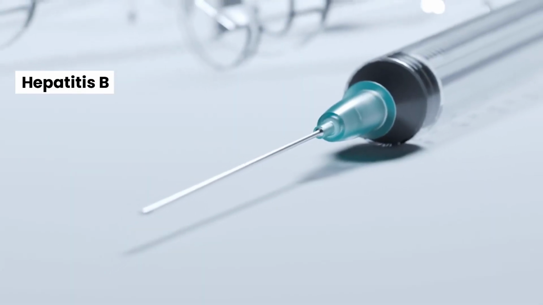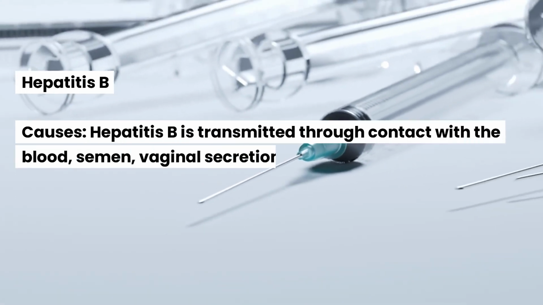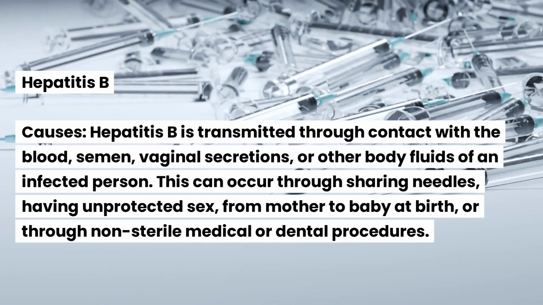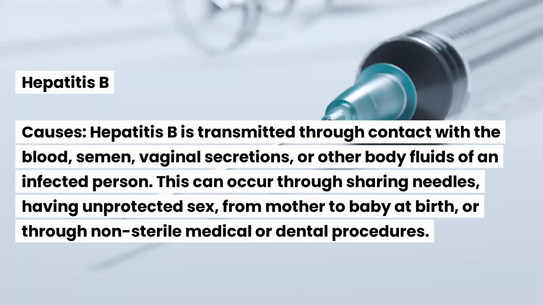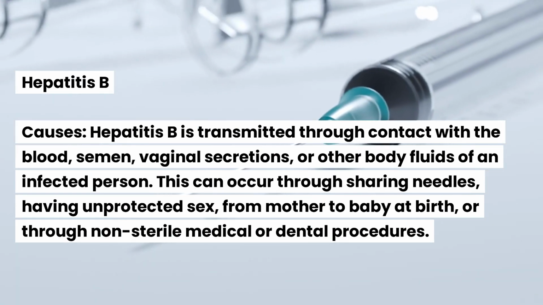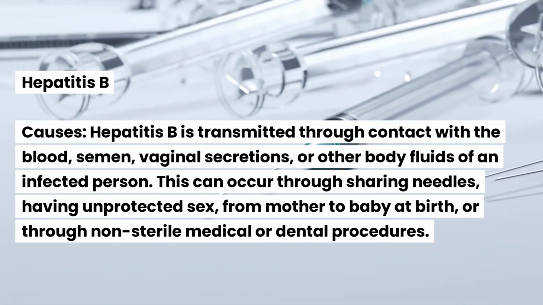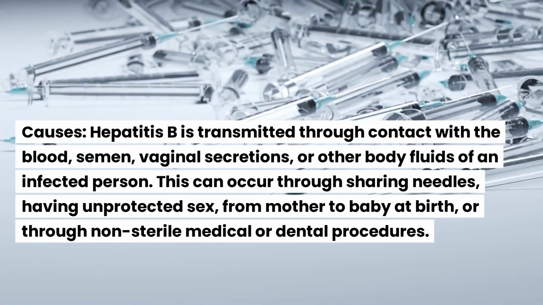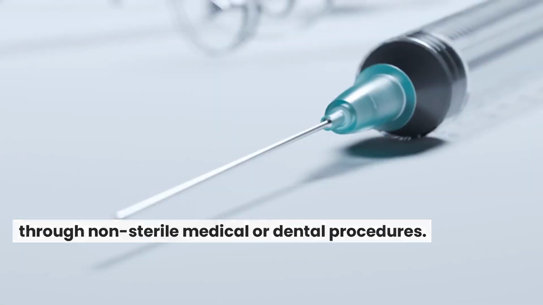Hepatitis B causes. Hepatitis B is transmitted through contact with the blood, semen, vaginal secretions, or other body fluids of an infected person. This can occur through sharing needles, having unprotected sex, from mother to baby at birth, or through non-sterile medical or dental procedures.